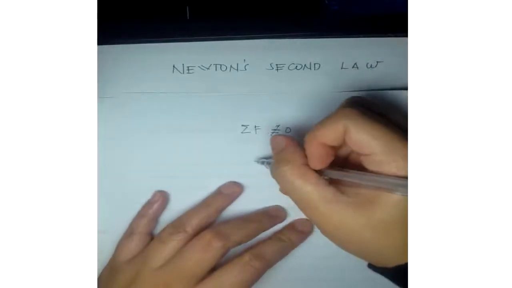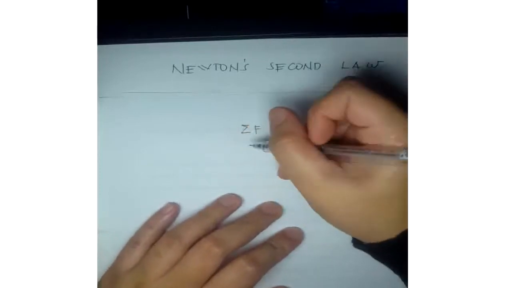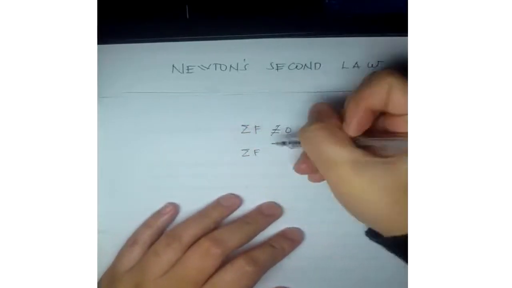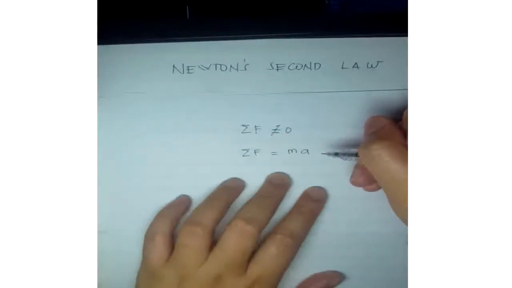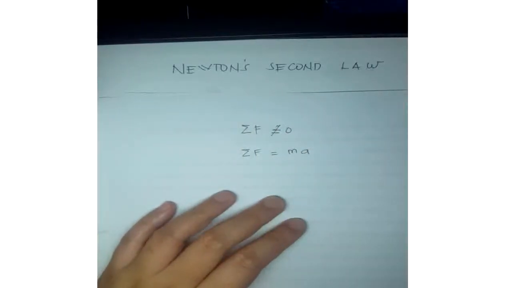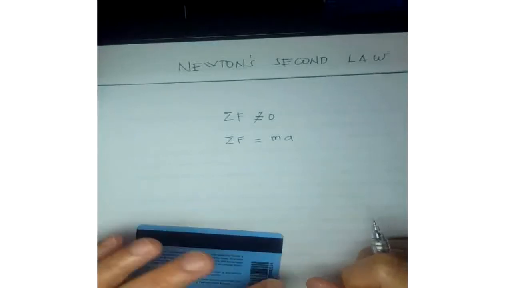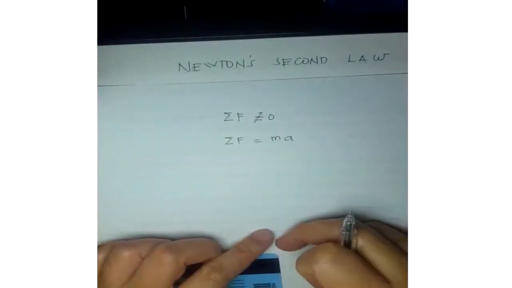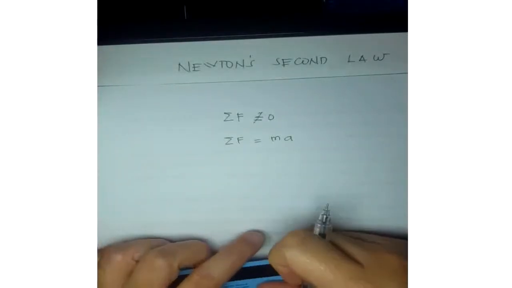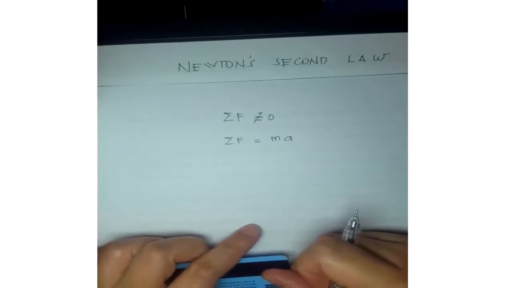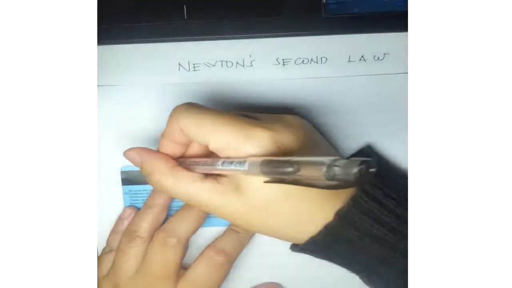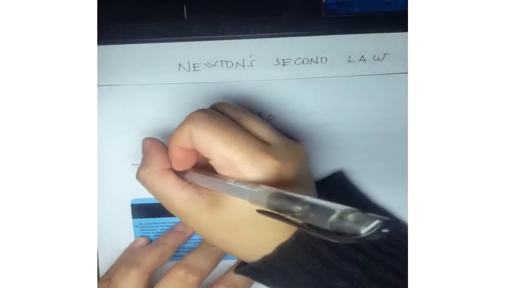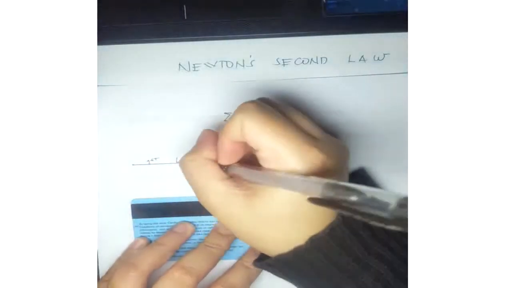Okay. So mathematically, we can state Newton's second law as the summation of forces is equal to mass times acceleration. So there is an acceleration this time. So for us to see further the difference between the first law and the second law of Newton, let us make an illustration regarding the two laws. For example, this is the first law.